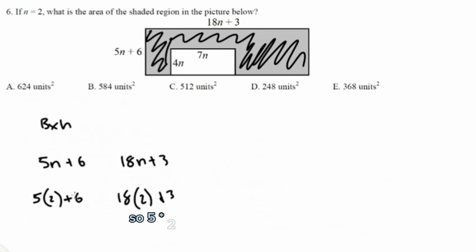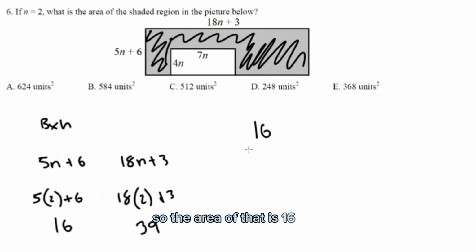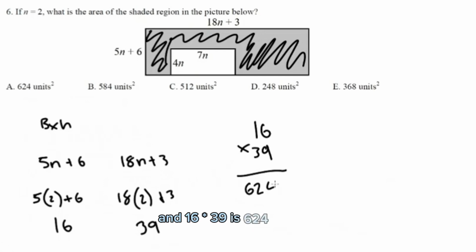Alright, so 5 times 2 plus 6 is just 10 plus 6, which is 16. 18 times 2 plus 3 is just 36 plus 3, which is 39. So the area of that is 16 times 39. And 16 times 39 is 624.